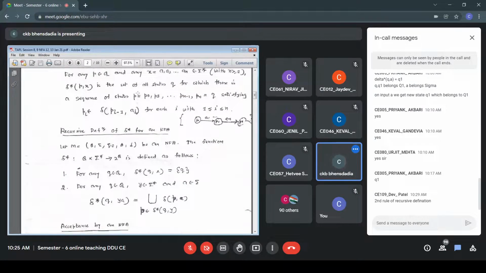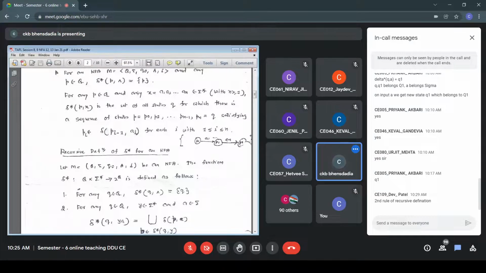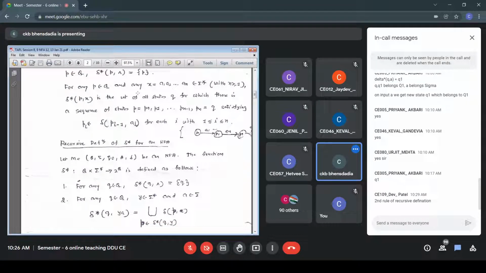Rule number 2, recursive definition of delta star for NFA: delta star Q Y A is the union of P belonging to delta star Q Y of delta P A. Let's go back.